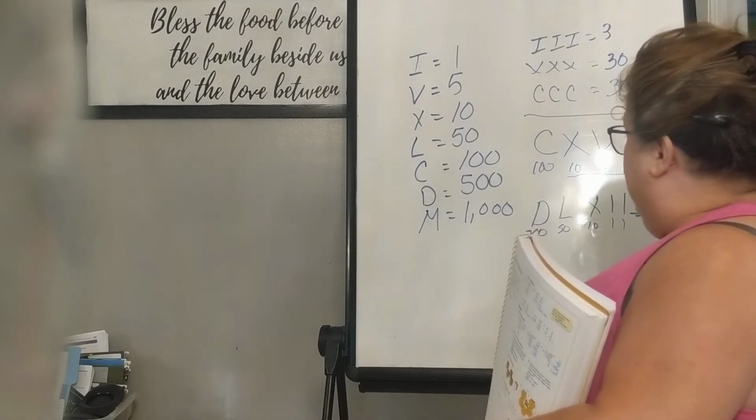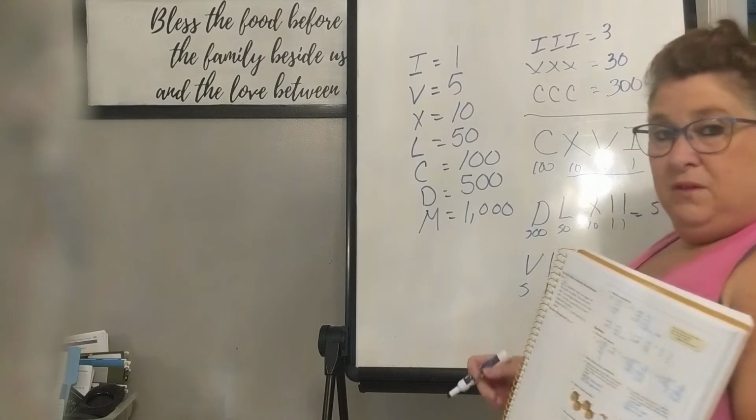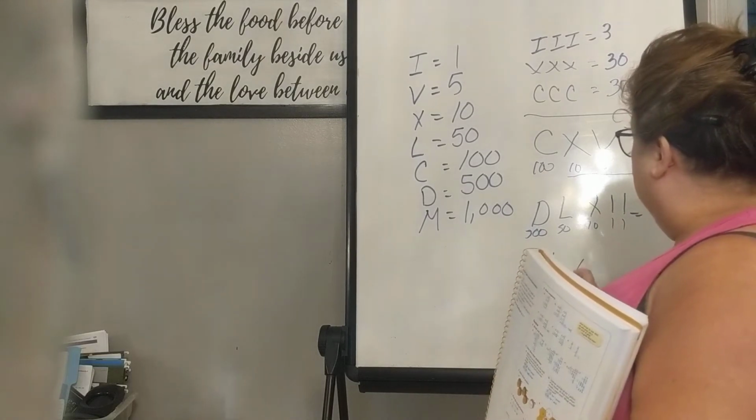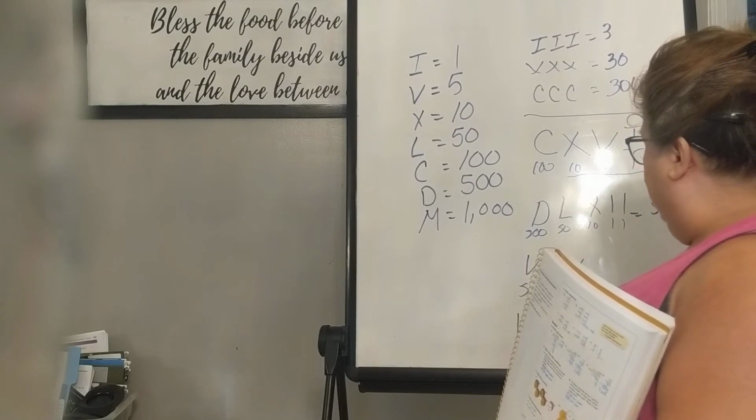Let's say we have the number VI. So we have a 5 and a 1. 5 and 1 is 6. So that's how we would write 6. Let's say we had a VII. 5 plus 1 plus 1 is 7.